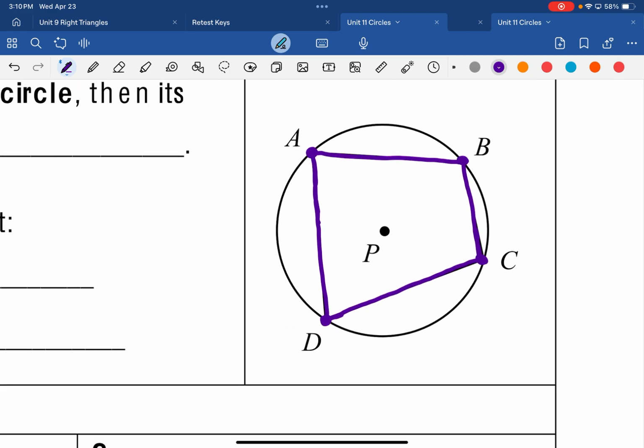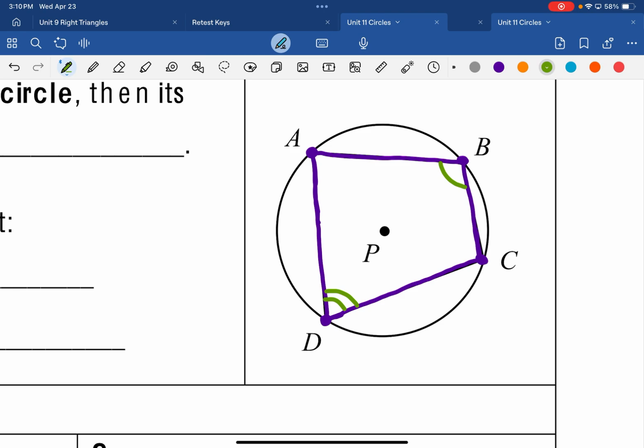That's what an inscribed quadrilateral, or any type of inscribed shape, means: that all vertices of that shape are on the circle. Now, the best example I can show you is right here. If you look at B and you look at D, are those the same? Are those equal to each other?